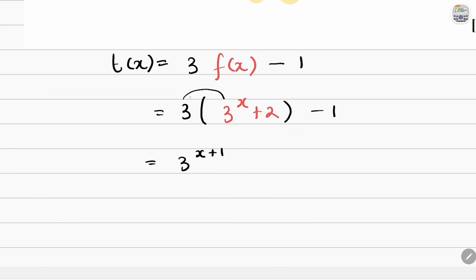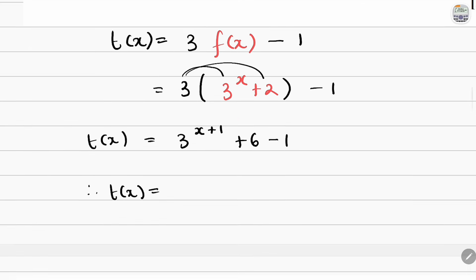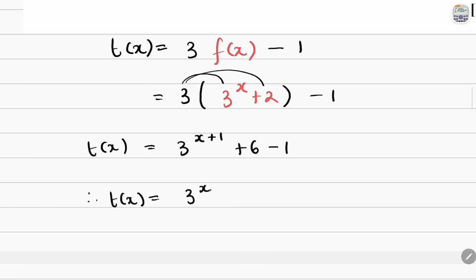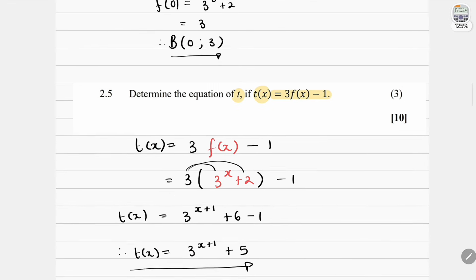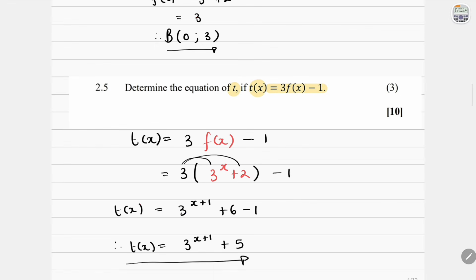And so we've multiplied those. Now we multiply these two. So 3 times 2 is positive 6, and then we have minus 1. So this is still t of x. Therefore, t of x is finally equal to 3 raised to the power of x plus 1, and 6 minus 1 is equal to 5. And that is our answer. And that is it for question 2.